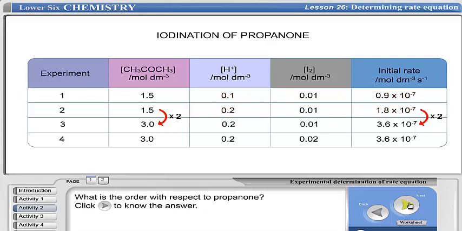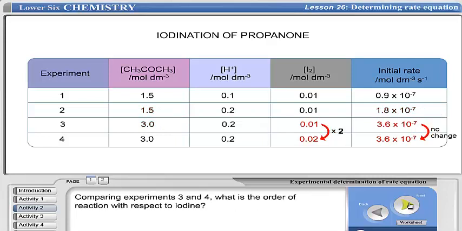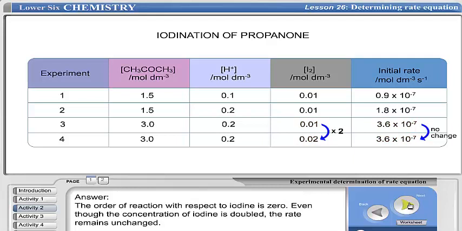What is the order with respect to propanone? Click Next to know the answer. Answer: the order with respect to propanone is 1. Comparing experiments 3 and 4, what is the order of reaction with respect to iodine? Answer: the order of reaction with respect to iodine is 0. Even though the concentration of iodine is doubled, the rate remains unchanged.